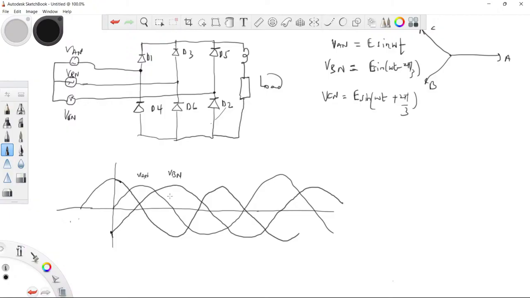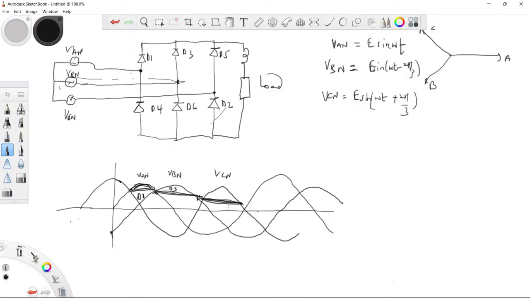Now pay attention here. When VAN is maximum, D1 will conduct. So at this point VAN is maximum, which means at this point D1 will conduct. This is D1 here. When VBN is maximum, D3 will conduct. D3 will conduct in this region, it's not drawn to scale, but just from this point to this point. Now when VCN is maximum, D5 conducts. I have my D5 here.